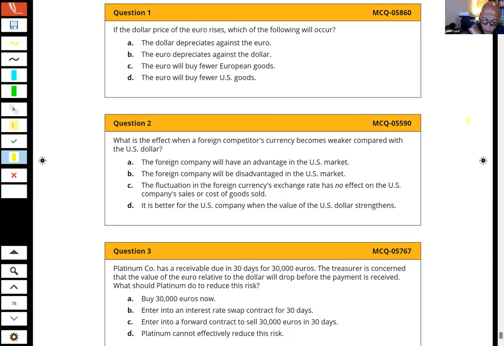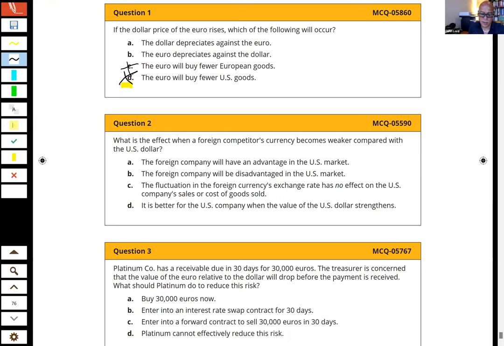So if I understand that, I'm going to start from the bottom. We know that A is the correct answer, but I'm going to start with D. The euro will buy fewer goods. No, it won't. It will buy more goods. Now I look at C, and this is irrelevant: the euro will buy fuel. They're asking us in the context of the changes between the dollar and the euro. So that's not right.